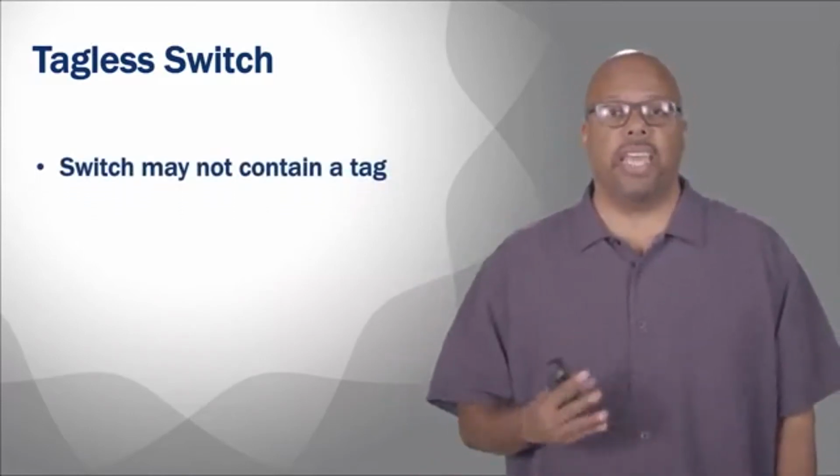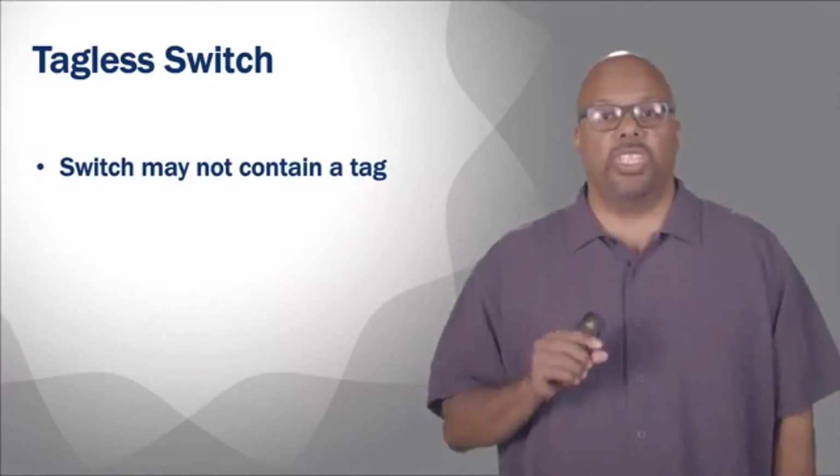To continue with the control flow, we were looking at a switch. Let's talk about a tagless switch. This is a variant on the regular switch. So normal switches have a tag, right? Switch x, let's say, and that x is the tag, a variable that's going to be compared to constants right after the cases. So case 1, case 2, case 3, x is compared to those constants 1, 2, and 3. Sometimes that's not what you want. Sometimes you can have a switch without a tag.